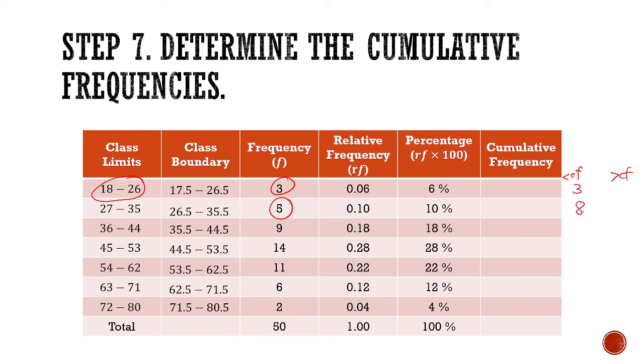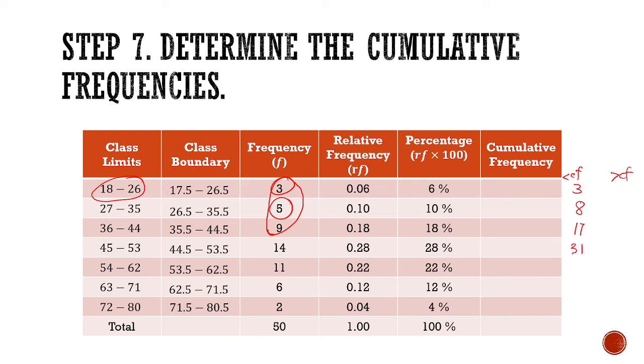Next limit will be 36 to 44. Another way you can look into this is you just need to add all of this from 36 to 44. So you have there 9 plus 5 plus 3, which is 17. Same concept for the other one. Or you can just add 17 to 14, then you will have there 31.